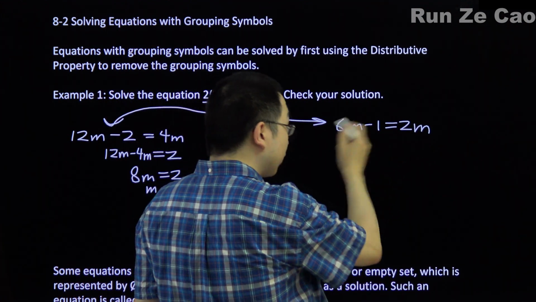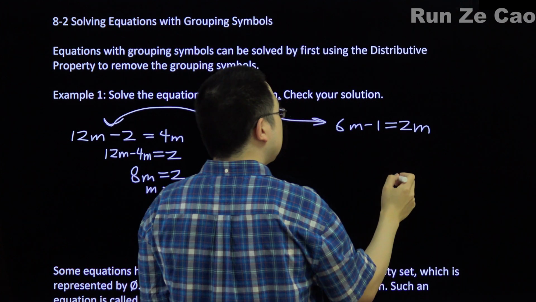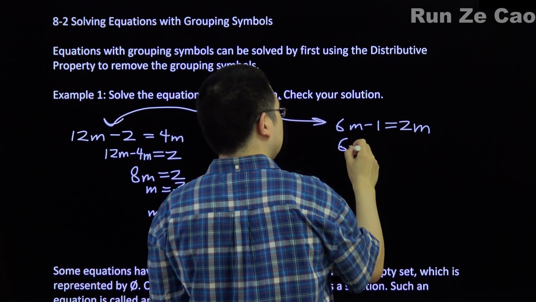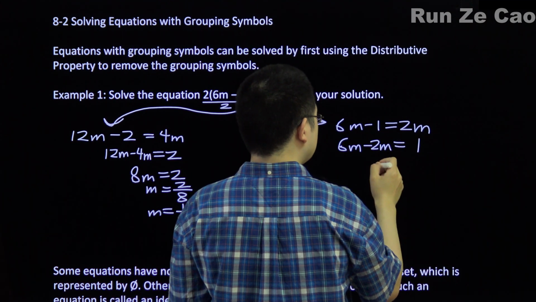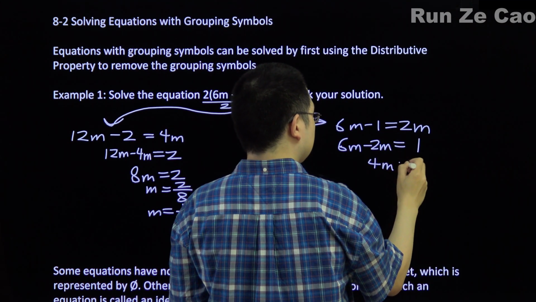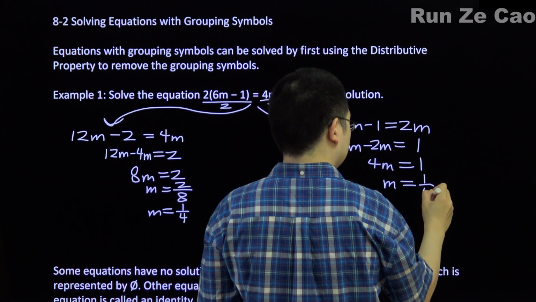And then we end up with this. So we also got rid of the bracket. And that's going to be 6m minus 2m is equal to 1. So 4m equals 1. m is equal to 1/4.